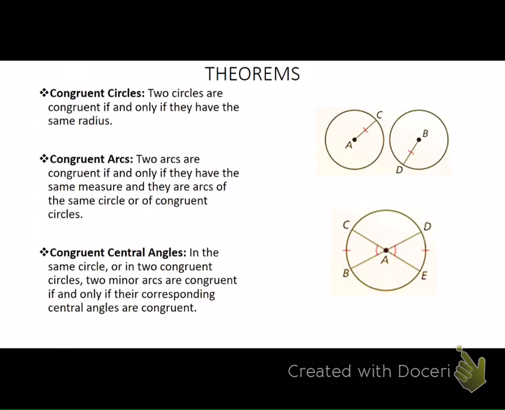Congruent circles: two circles are congruent if and only if they have the same radius. So if you know that the radii are the same, they are congruent. That's what this picture is saying. Do you see how they have the marked radius being the same? That means they are congruent circles.